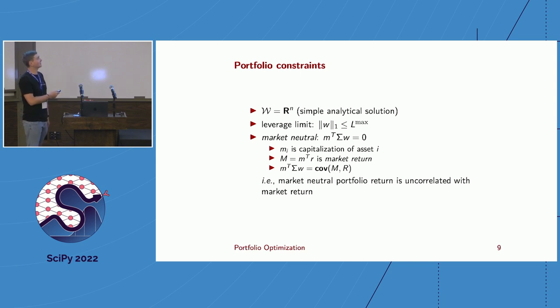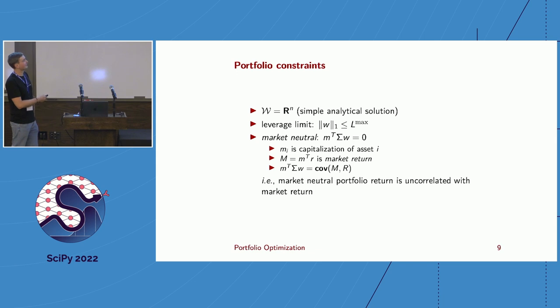It can also contain things like you want to be market neutral, where the M's are the weights within the market, indicated by what everyone is holding. So just the total market capitalization of the asset i, which you can simply calculate by the number of shares times the share price. You know how much the market is valuing this asset. And you look at the covariance, yeah? It's just M transposed sigma w. And this is the covariance between the market and your own portfolio return.